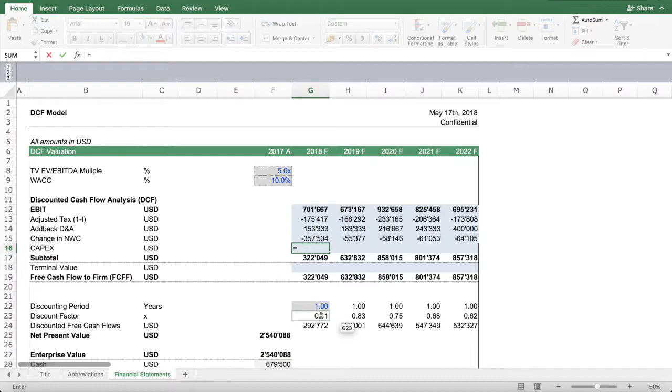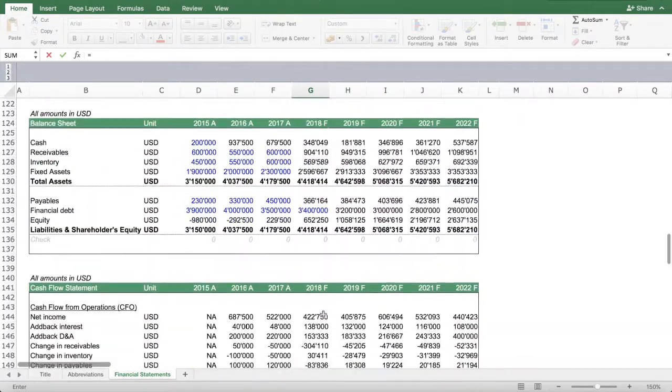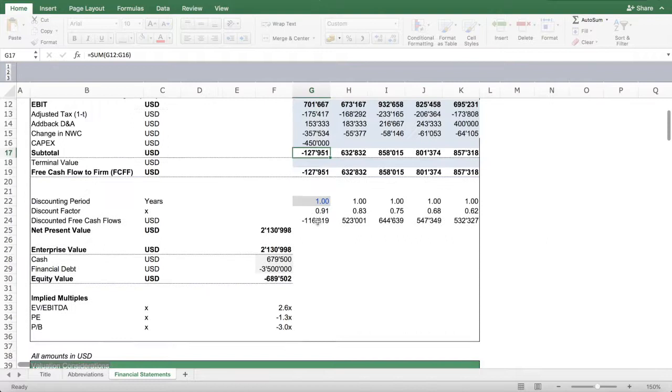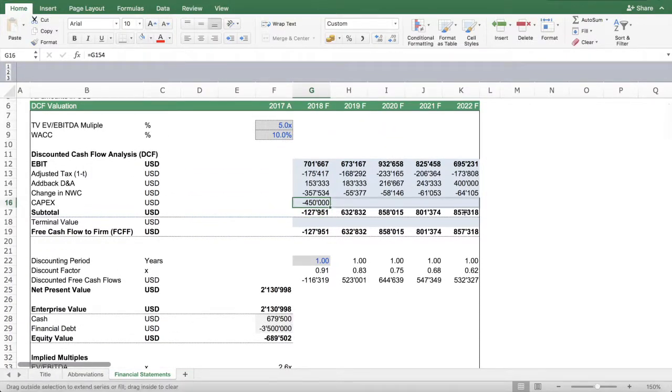Another part of the investment goes into CapEx. So we also deduct this. You will find CapEx here in the investing cash flow. We can just link it here. Voila. And this gives us the free cash flow to firm.